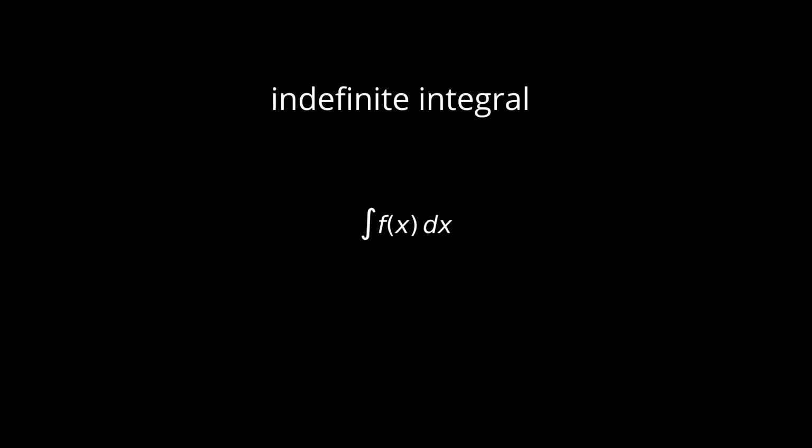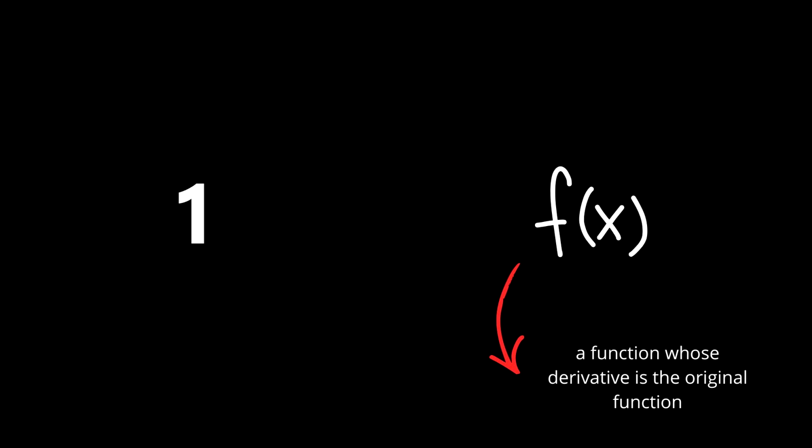Now we shift gears. So far, the integral had limits. It gave us a number. But what if we remove the limits? Now we have what is called the indefinite integral. The indefinite integral does something different. Instead of giving you a number, it gives you a function. Specifically, it gives you a function whose derivative is the original function. Integration, in this sense, is the inverse operation of differentiation.